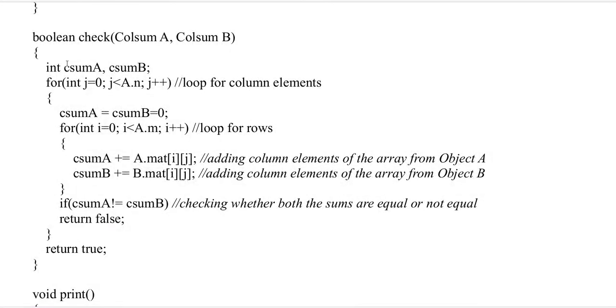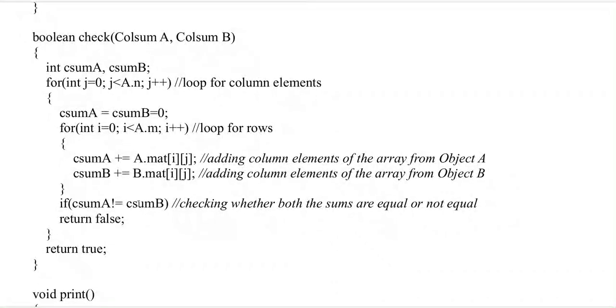So I've declared two sum variables, C sum A and C sum B, both initialized to 0 in the outer loop, because every time one column is completed, it will again reinitialize to 0. Now you can see the outer loop here represents the column, not the row, and the inner loop represents the row. Correspondingly, I'm adding one by one.